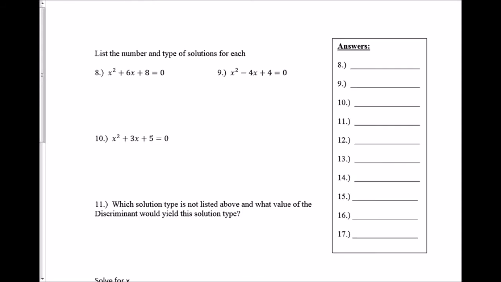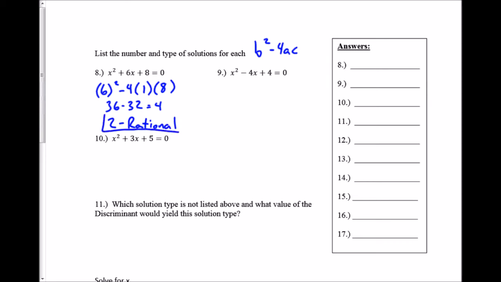For the next couple, it says to list the number and type of solutions. And for this, when we just want to know the number and type of solutions, we do b squared minus 4ac. We use our discriminant. Okay? So for this first one, if I'm using the discriminant for this guy, I do b squared, which is the 6 squared minus 4 times a, which is 1, times c, which is an 8. So that's 36 minus 32, which is a 4. When my discriminant is a perfect square, it means I get 2 rational solutions.